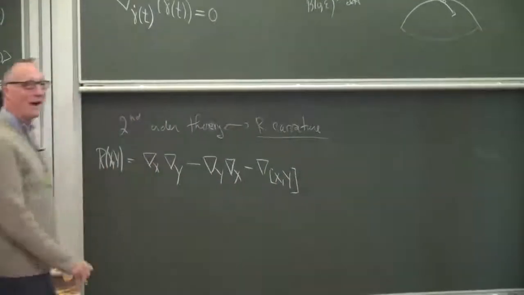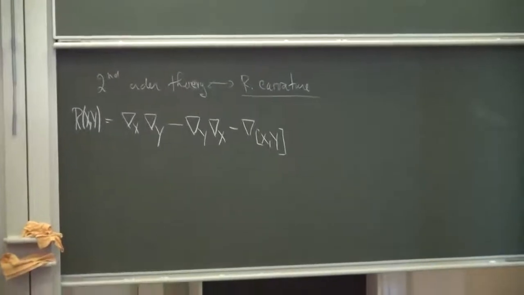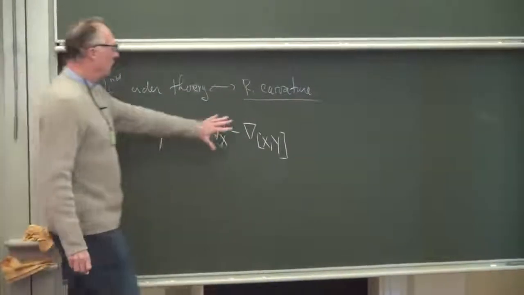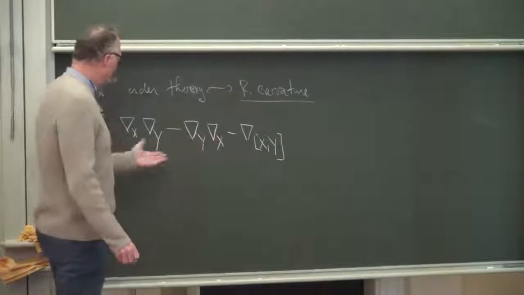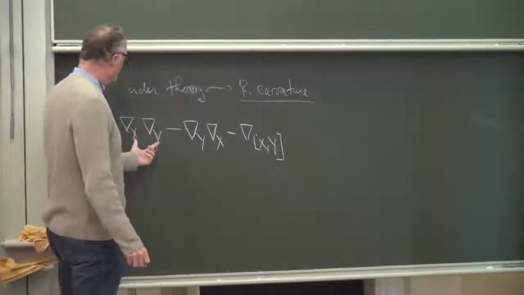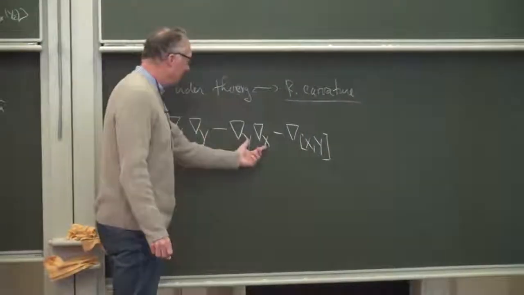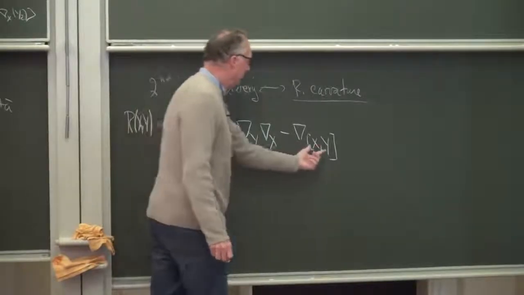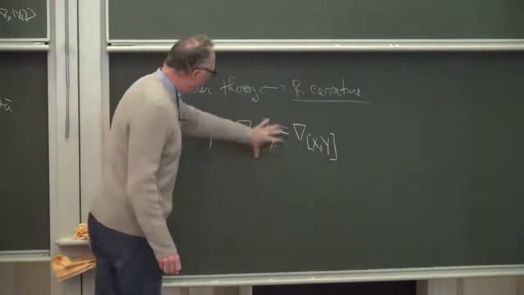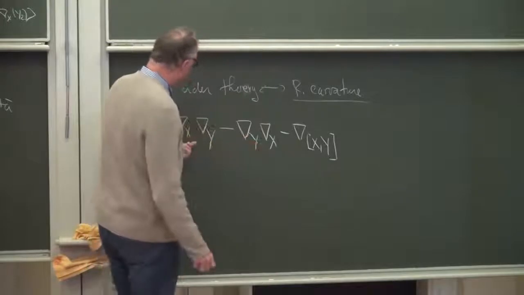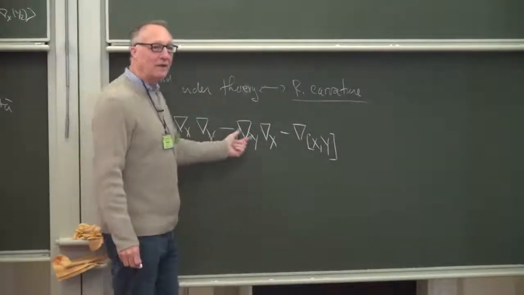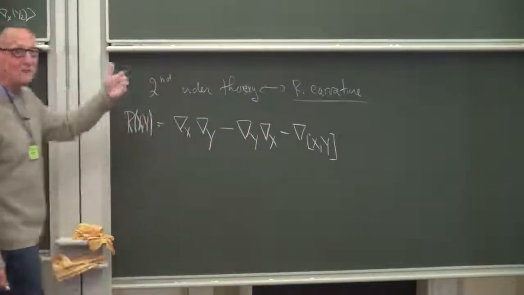Okay, so that's the formula I write down. Ignore this for just a moment, or work in a basis and use the x and y as partial derivatives of the coordinates, so that in fact the bracket vanishes. So what we're really doing is studying the non-commutativity of second derivatives as applied to vector fields.